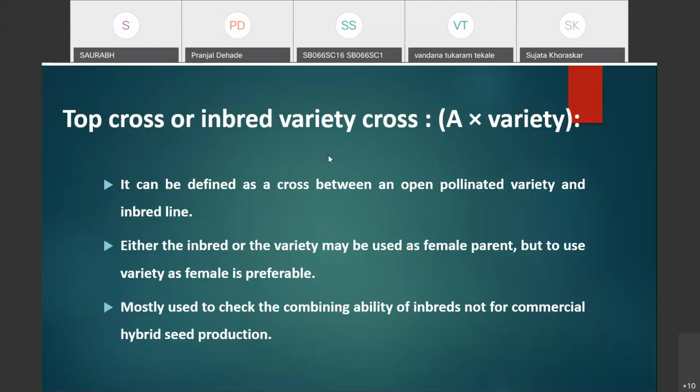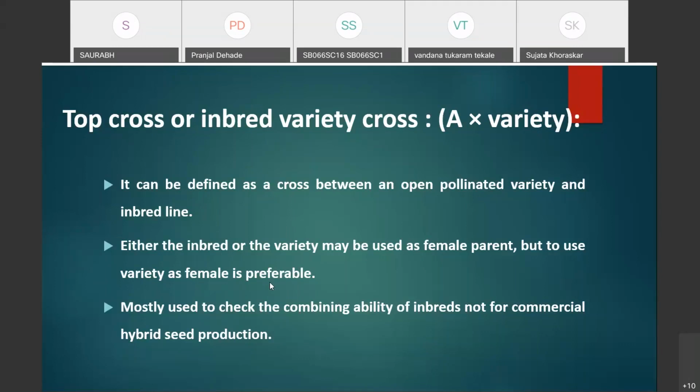In this method, either the inbred A or the open pollinated variety may be used as a female parent, but to use the open pollinated variety as a female parent is always preferable.